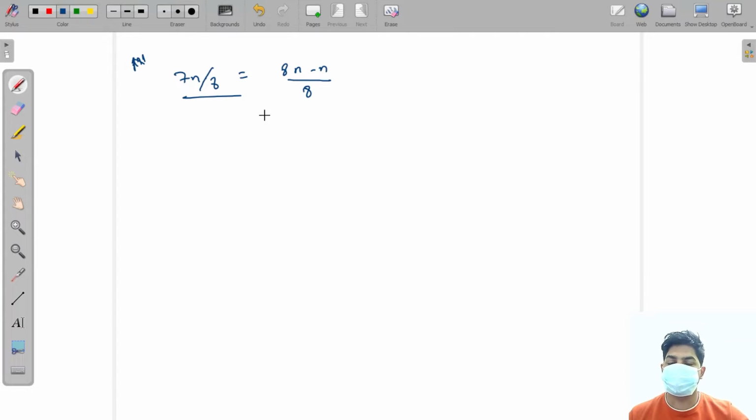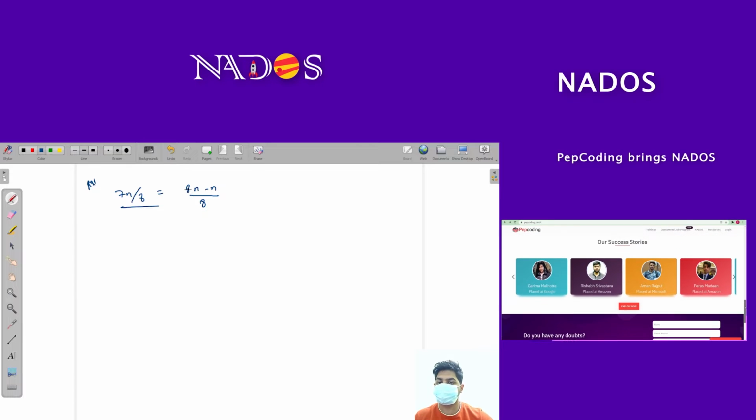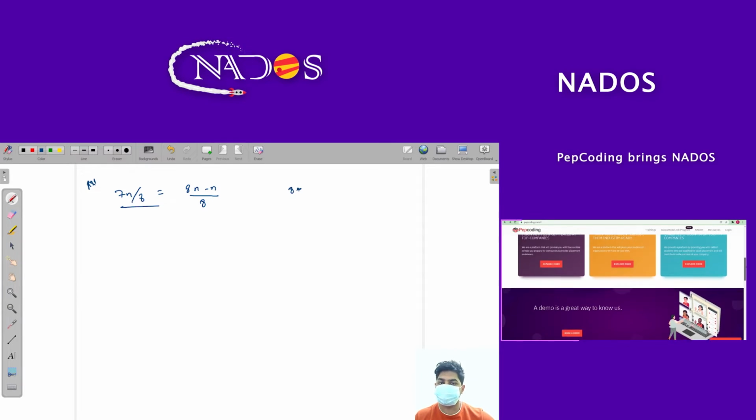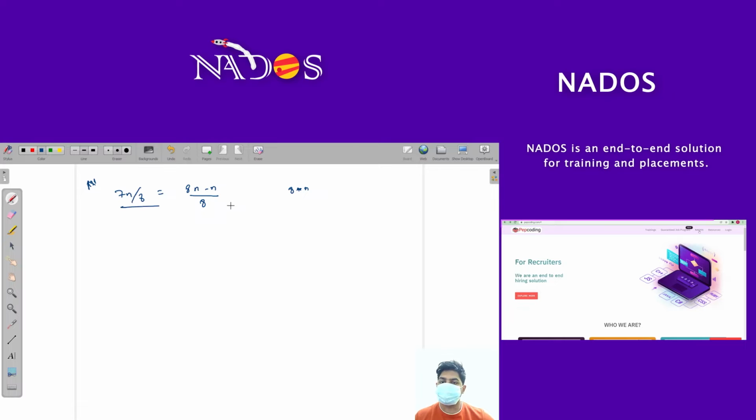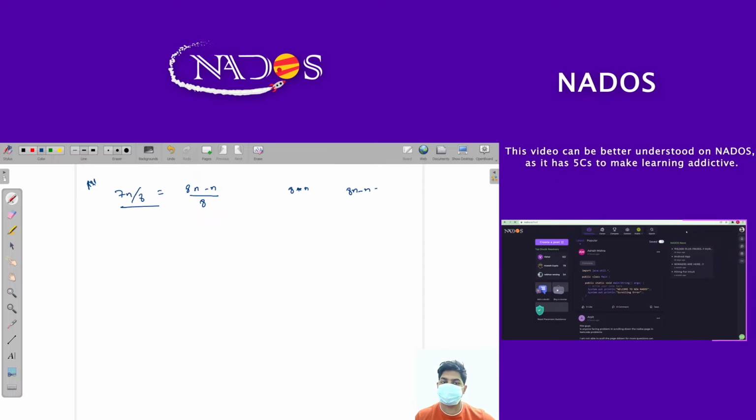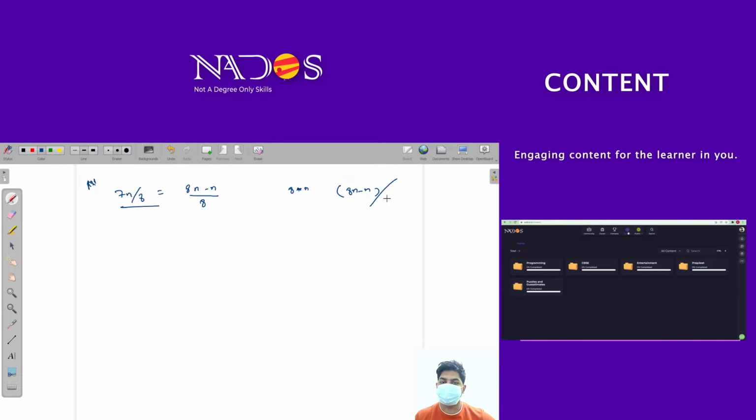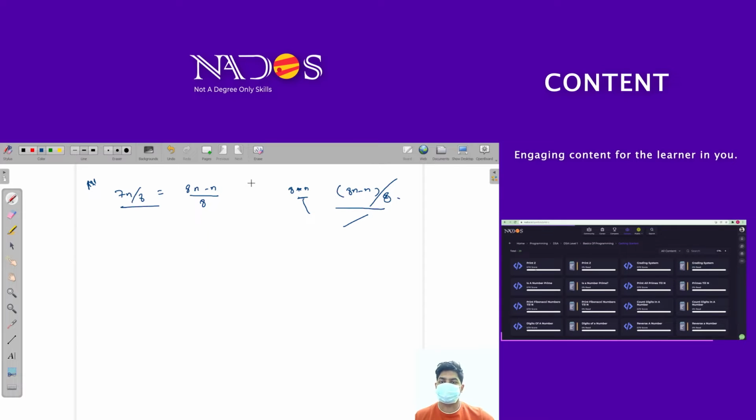Now we can solve this problem, but you might be thinking, even if we write 7n as 8n minus n, I still need to perform a multiplication, that is 8 times n, and I still need a division operator, because after performing 8n minus n I need to divide it by 8. So how will we be able to eliminate the use of multiplication and division operators?